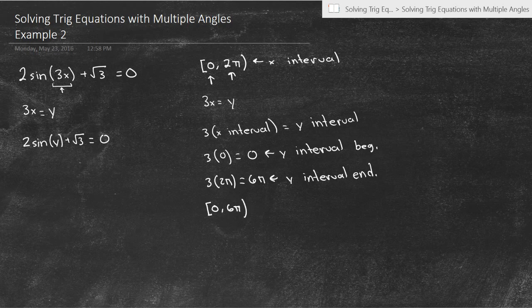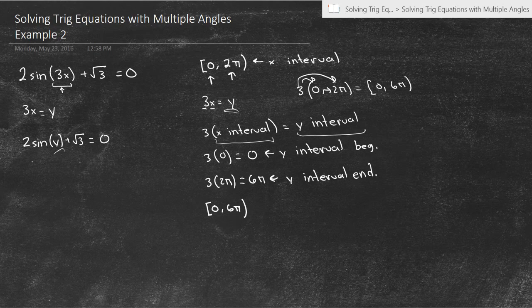What you could have done is just done 3 times 0 to 2 pi and distributed, to get 0 and 6 pi. Either way, you'll get the same thing. I just wanted to make it as clear as it could be that we're taking the 3, because that's the relationship, and instead of an x, we're putting in the x interval, and instead of a y, we're getting the y interval. So now that we've got that, we can solve this equation and just make sure we solve from 0 to 6 pi.